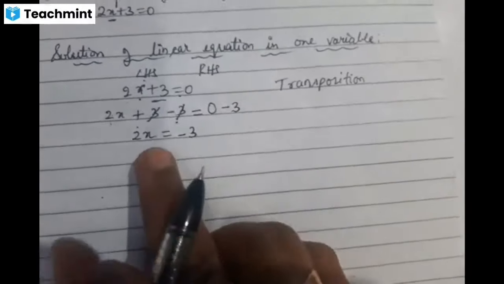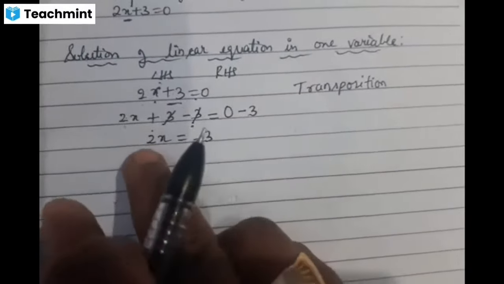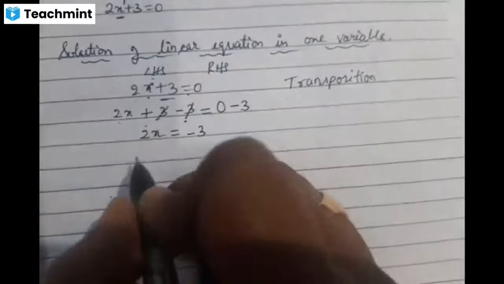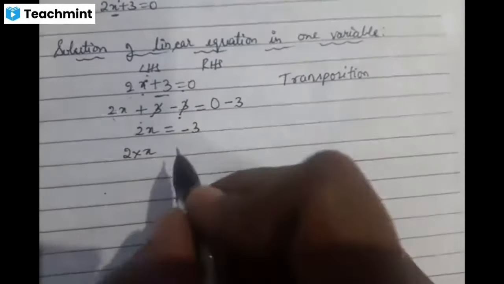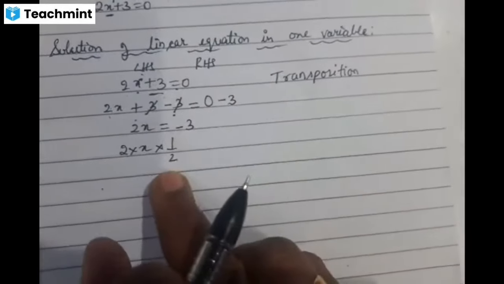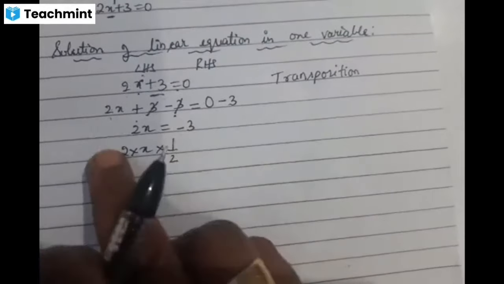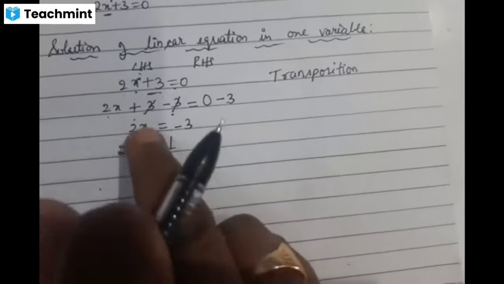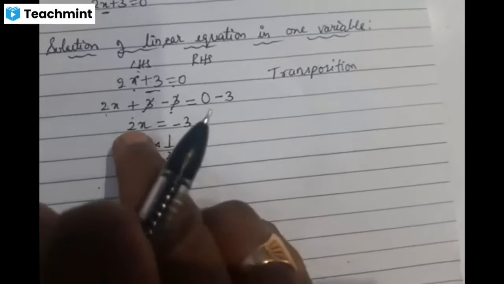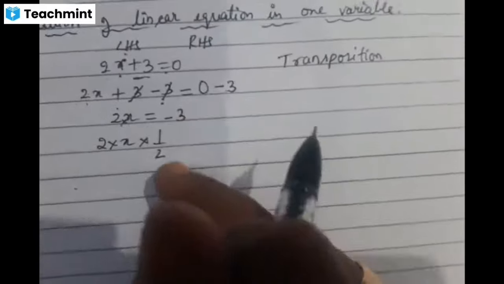Now, you have the variable term 2x. I want to remove this 2, children. 2x means 2 into x. So to remove the into 2, I have to multiply by 1 by 2. Here 2 and 2 get cancelled. You are left with only x. So to remove this into 2, I multiply with 1 by 2.